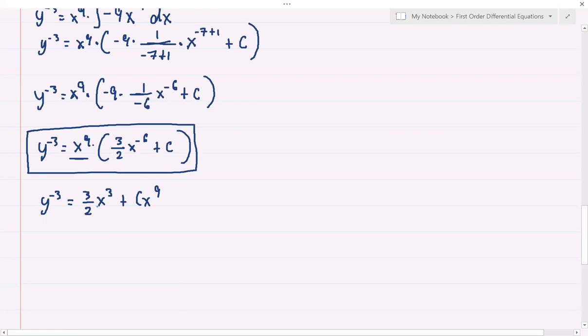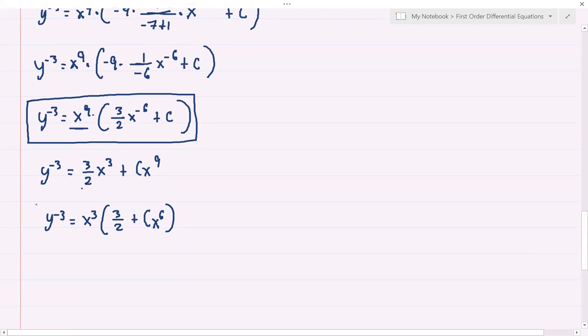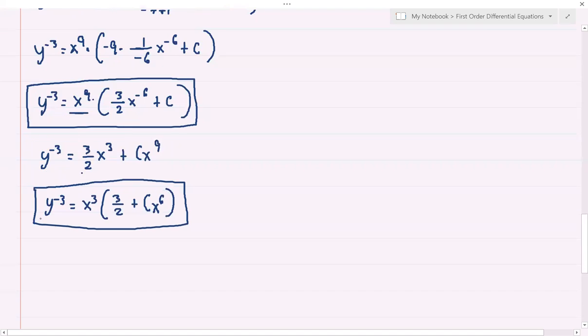Or you can factor out this expression by x cubed, since both of these terms are divisible by x cubed. So we will have x cubed times quantity 3 halves plus c times x raised to 6. There you go. So you can have this as your final answer, or we can still simplify it even more.